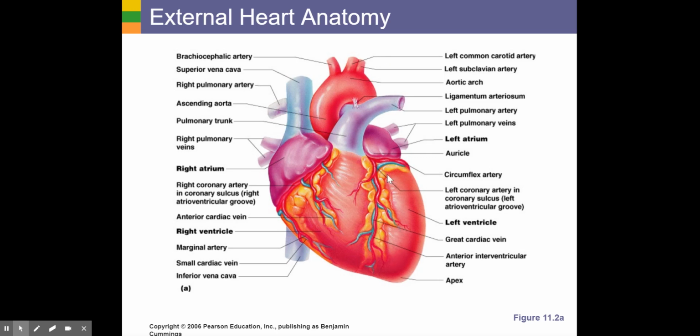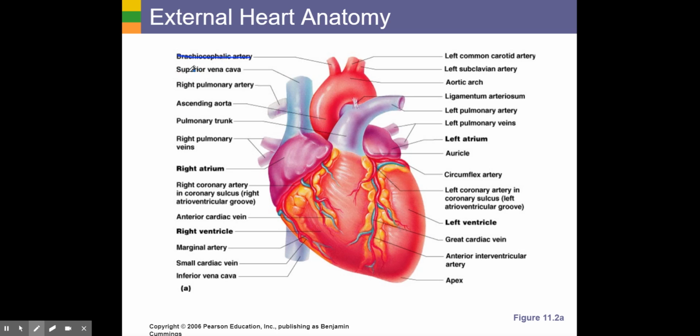This is just the basic makeup of the heart, looking at an external view. So I'll just work my way down the right hand side and then down the left hand side. And I'm going to cross out a couple things because I don't think we need them. So I'm actually going to take out the brachiocephalic artery. It's not something that we really need to know at this point. We'll talk a little bit more about it when we get to blood vessels and arteries itself.